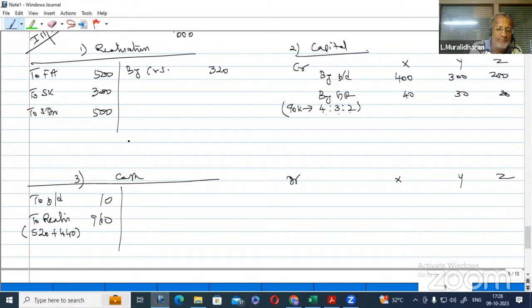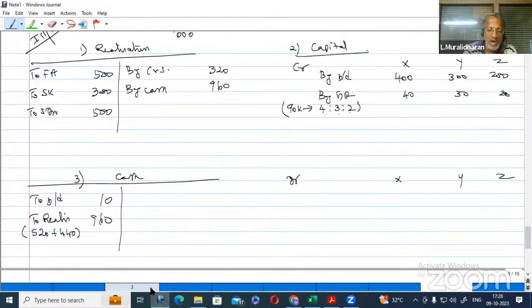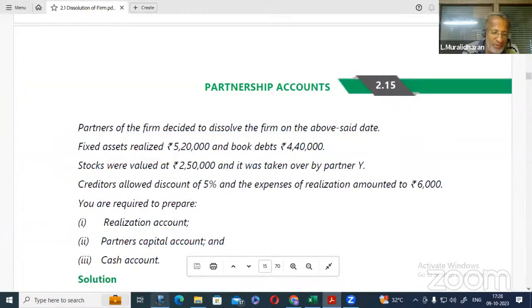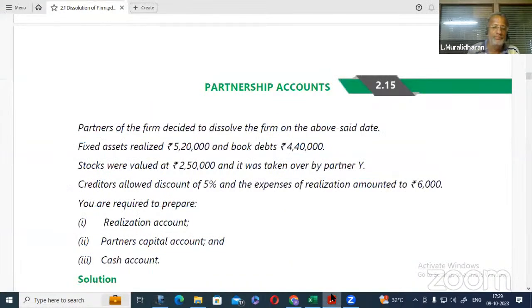It is 960, by cash, 960. Right. So fixed assets and book debts. Stock taken over at a value of 250 by Y. 250 to realization, stock taken over 250. Correct. Go by the same order. Don't jump here and there. You set that playing field and work accordingly.